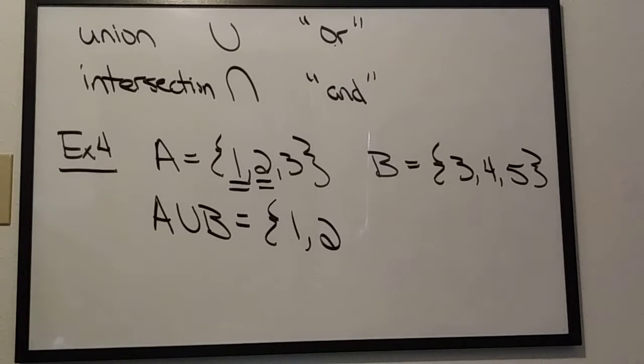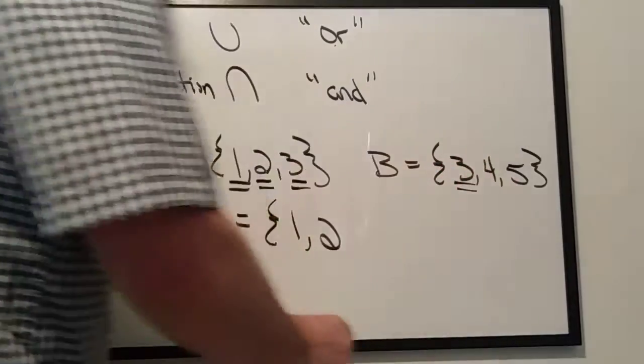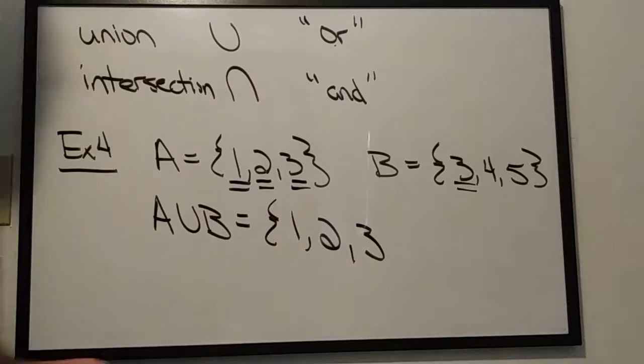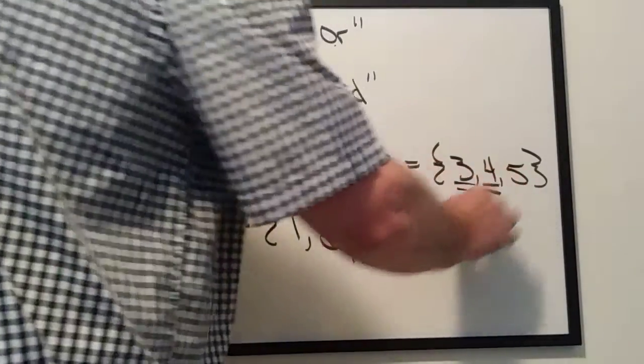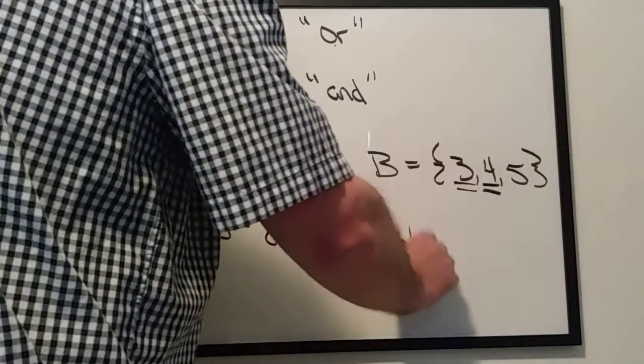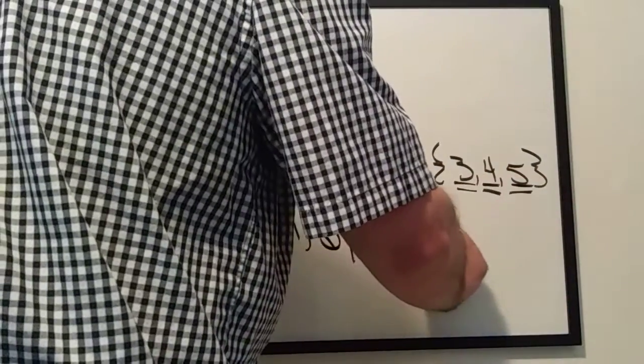Let's try the number 3. Is the number 3 in A or B or both? The answer in this case is both, so that's acceptable. We'll go ahead and include 3 as well. Is the number 4 in A or B or both? And the answer is yes, it's in B. And because it's in B, it's going to be in the union. And finally, is 5 in A or B or both? The answer is yes, so we'll include that as well.